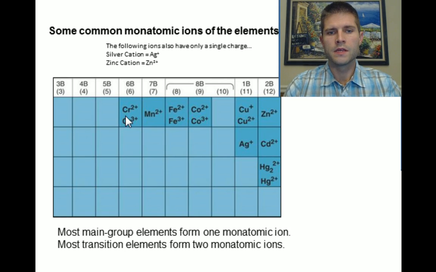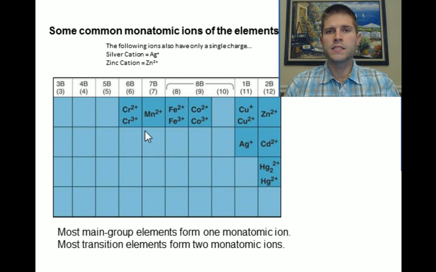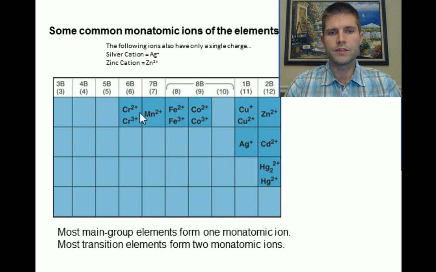And here's chromium. If you see here, we have chromium with a 2+ and we have chromium with a 3+. What that means is chromium could take either a 2+ or a 3+ when it's bonding. So we have to denote exactly in the name which charge this is. So this would be chromium II, 2 lines. This would be chromium III, 3 lines. Manganese, this one has only one common ion. You still have to write the II, so you write manganese II, 2 lines. But in most cases, this is only going to bond as a 2+ charge.